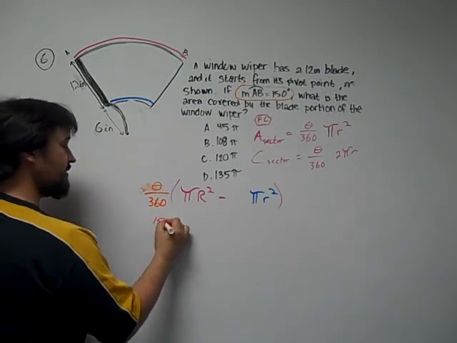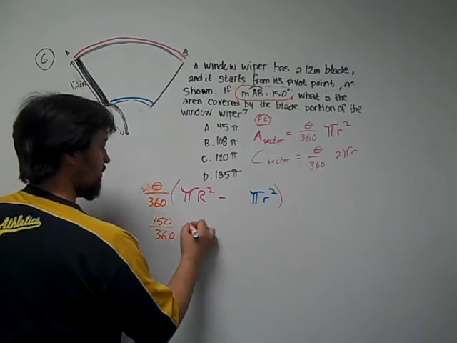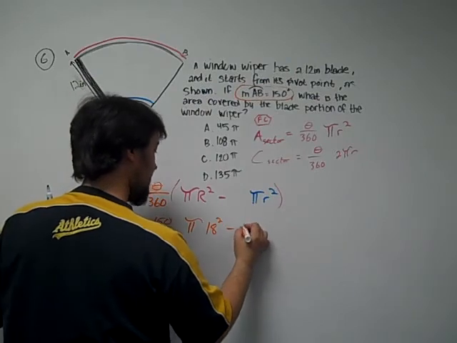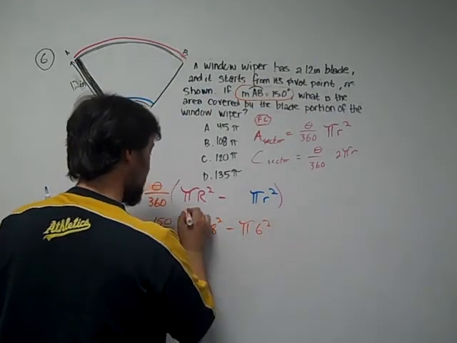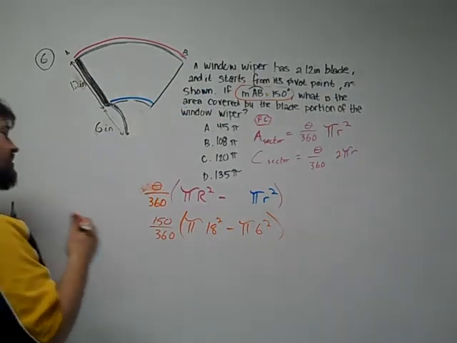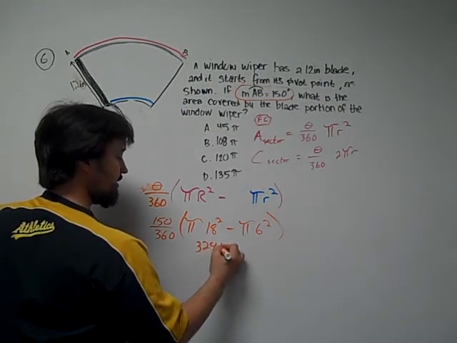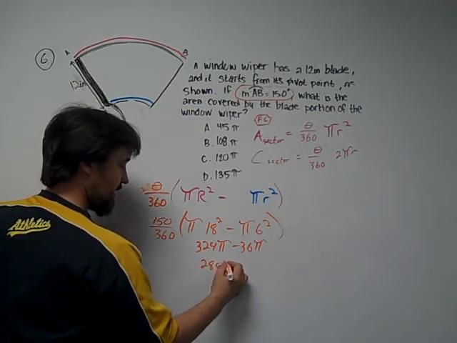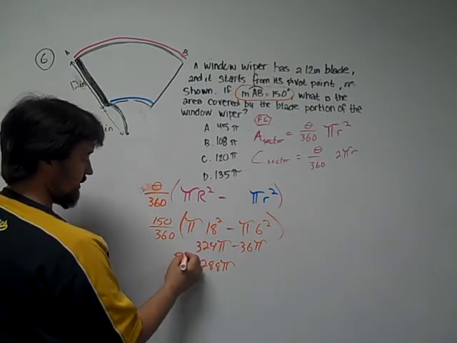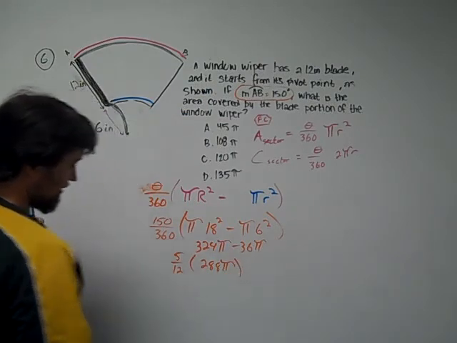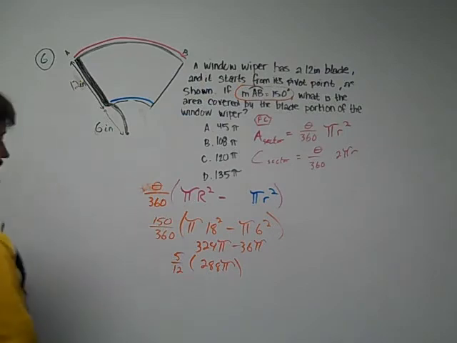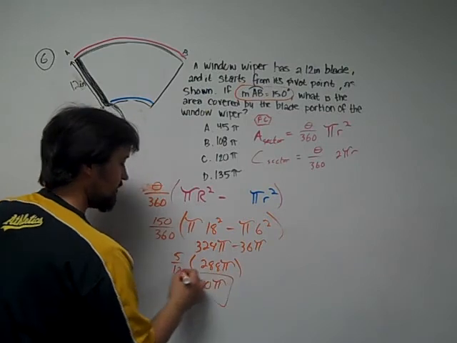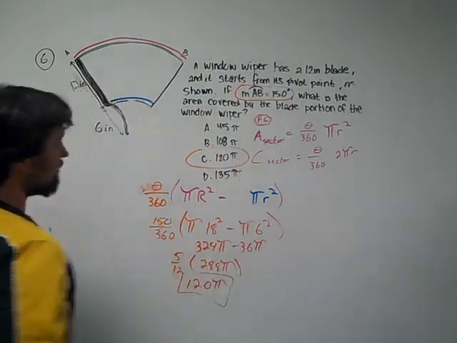And so applying it now, 150 over 360, pi times big R, which is 18 squared, minus pi little r, 6 squared. Okay, use a calculator from here, but 324 pi minus 36 pi, so 288 pi, and 5/12 of that. I believe it's 120 pi. So 120 pi is our answer. Answer C. There we go.